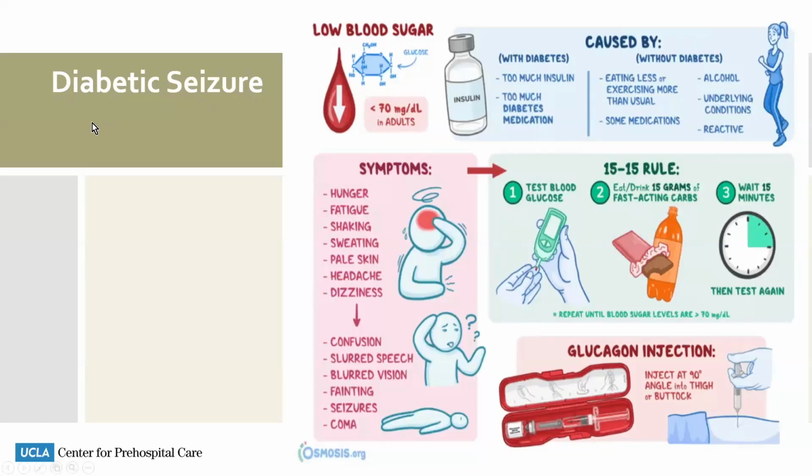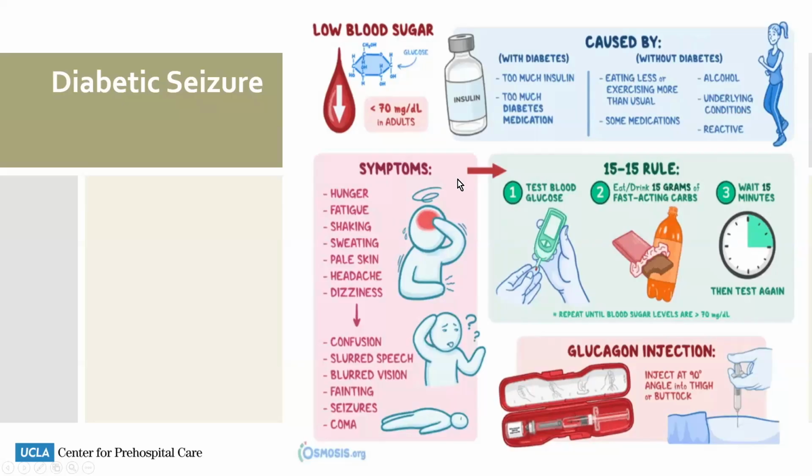And why do they have a seizure? It's because either they took too much insulin or they didn't eat well, right? If they are on insulin, that is. So they need to eat properly, need to eat at prescribed times, and hopefully they can be okay.